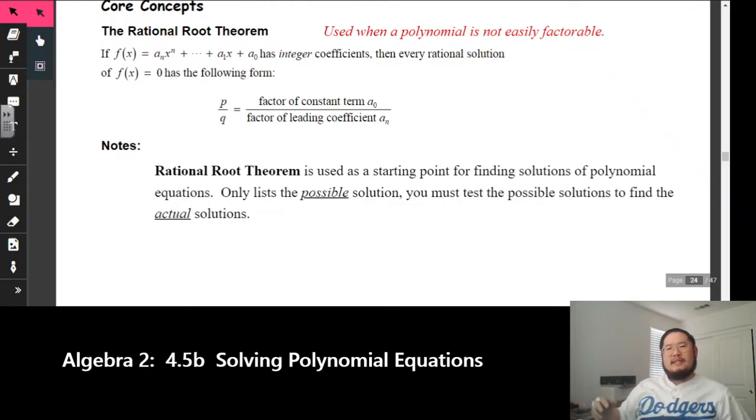All right, in today's lesson, let's take a look at section 4.5b, which is solving polynomial equations. And so what does it mean to solve a polynomial equation? And how are we going to do that? Haven't we been doing it?